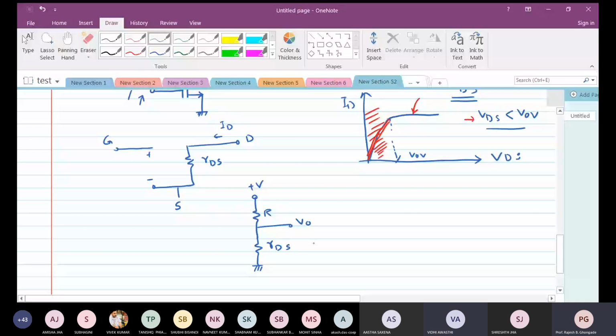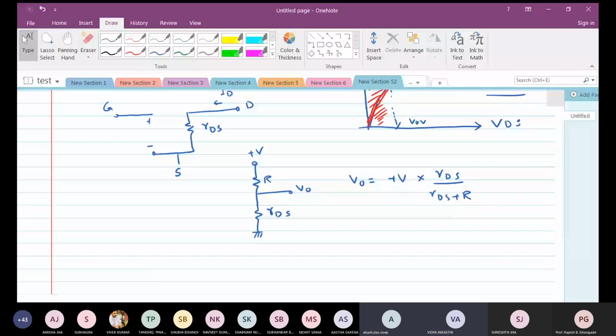Yes, sir. So now, if you find out output voltage, this becomes a simple potential divider. So what is going to be the output voltage? Plus V into RDS divided by RDS plus R. Okay? Yes, sir.